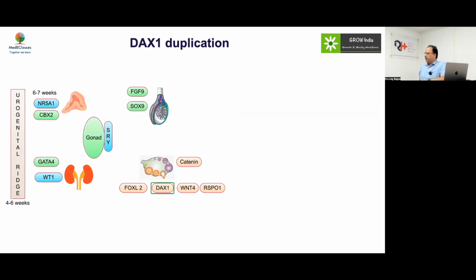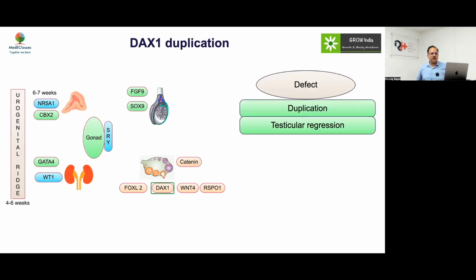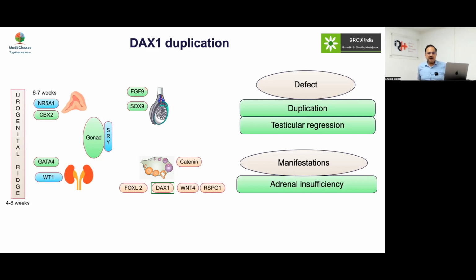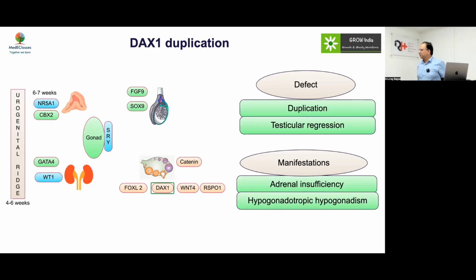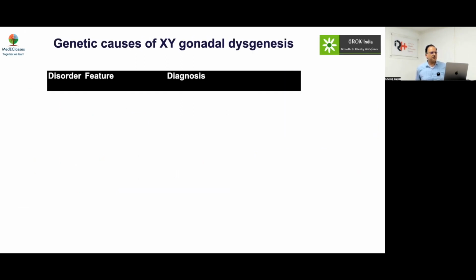Now, DAX1 duplication. DAX1 is predominantly the antagonist of NR5A1. So we always talk about how DAX1 antagonizes its effects in the pituitary, in the testis, in the adrenals, in the steroidogenic transcription. So if you have too much DAX1, this is an anti-testis hormone, quote unquote, you can use that figure. This will cause testicular regression. You may also have associated adrenal insufficiency and hypogonadotropic hypogonadism.